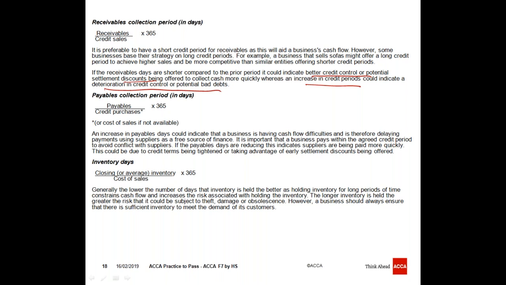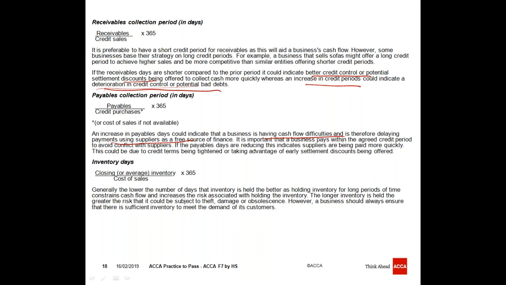For example, in a scenario, if the receivable collection period is increasing, then you only have to write that the company's receivable collection period has increased from this many days to this many days, and it shows a deterioration in the credit control or potential bad debts. That's it. You have to write the fact with the reason. An increase in the payable term could indicate a business having cash flow difficulties, therefore delaying payments and using suppliers as a free source of finance.